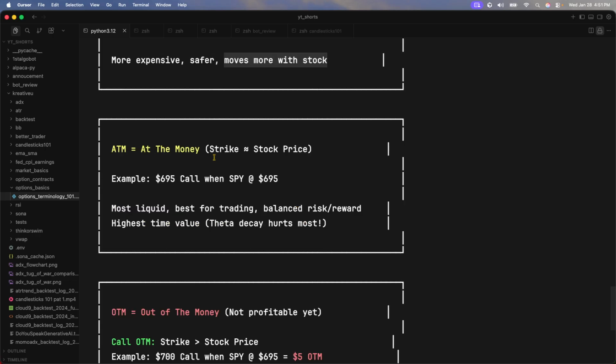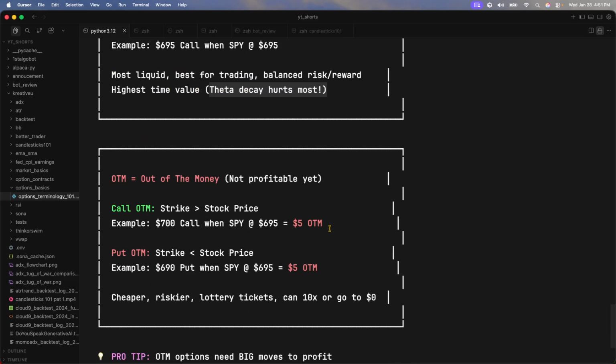So let's keep going. At the money is going to be when the strike price is almost equal to the stock price, right? So an example would be a 695 call when SPY is at 695. More liquid, best for trading, balanced risk-reward, but highest time value. Theta decay hurts the most here. And theta decay is how much money that we're losing each day, each minute, each hour just for being able to hold the option.